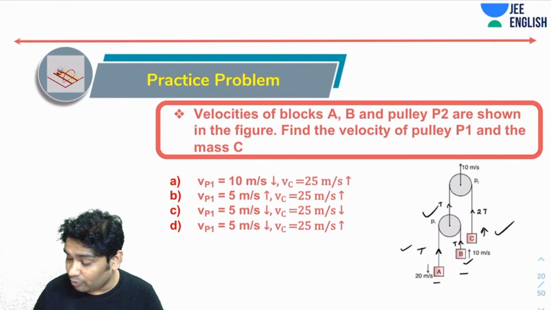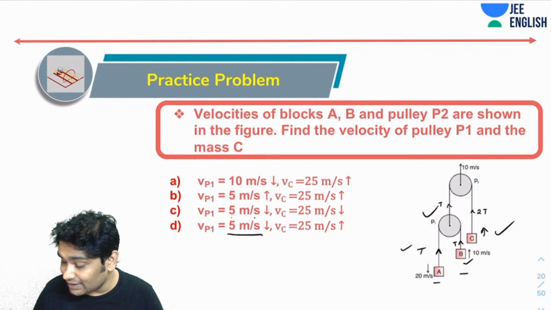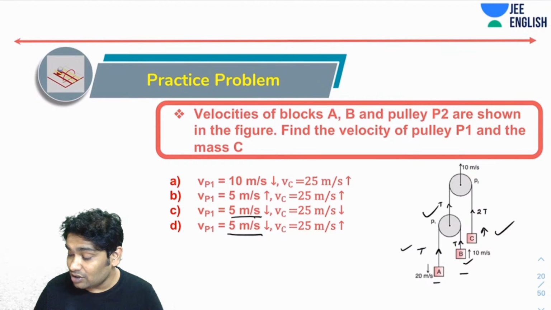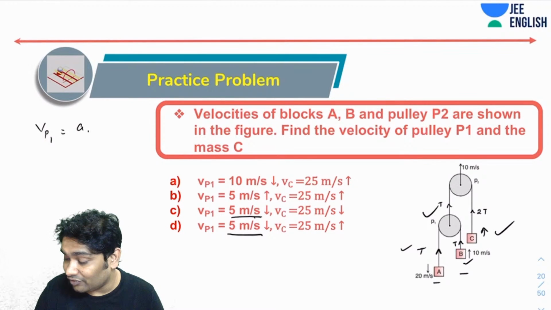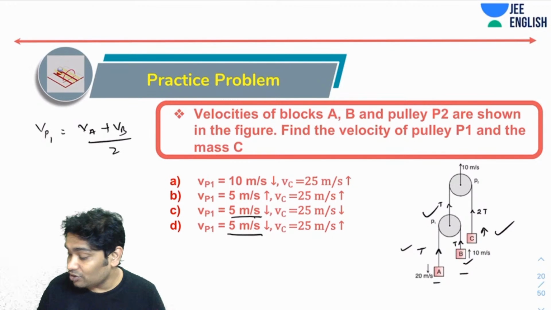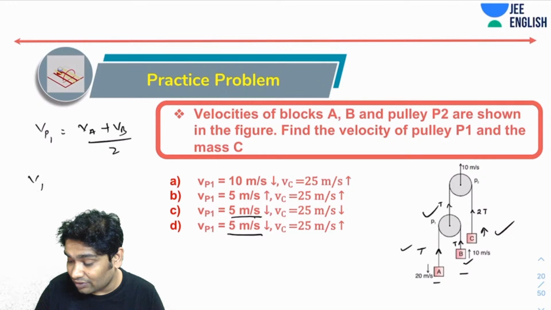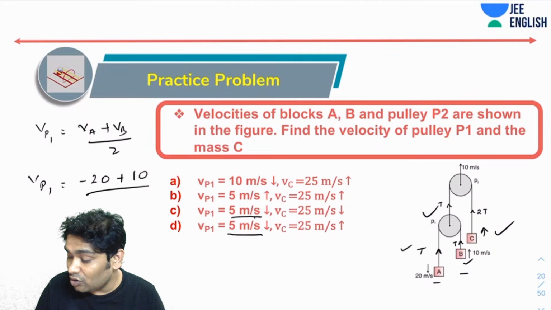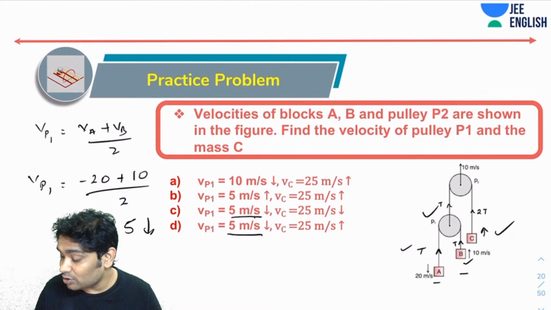So yes, acceleration of pulley is 5 downwards, which is fine. So these and these may be my correct options. Velocity of pulley would be the average of velocity of A plus velocity of B by 2. If I'm taking down as negative, VP1 would be minus 20 plus 10 over 2. So I'm getting velocity of pulley as minus 5, which is 5 downwards. All right, so that is fine. So this or this has to be my answer.